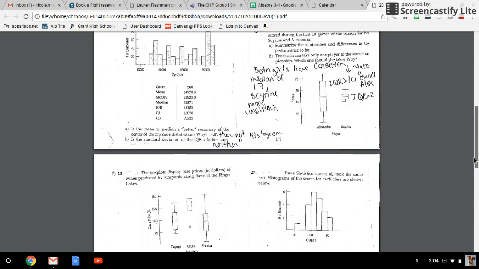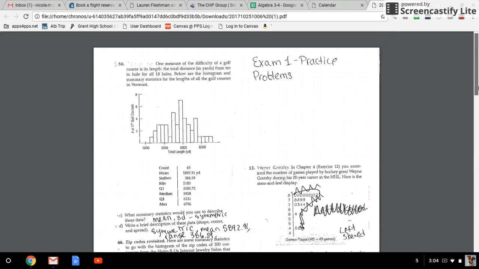I don't have anything on these review problems about making box plots and stuff. Definitely, please take pictures of my notes if you need to.